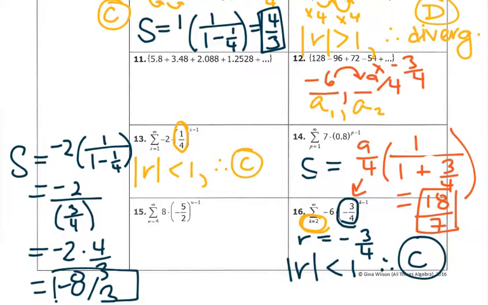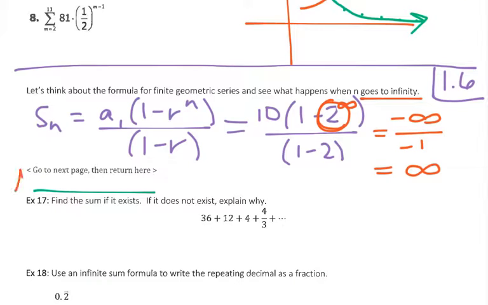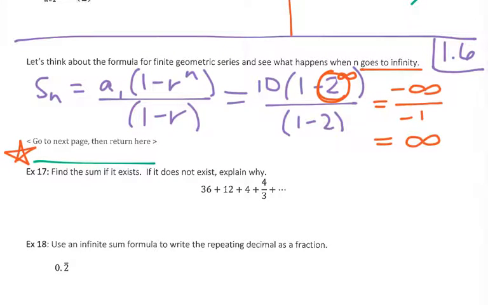Okay, so let's go back a page. This part where we said go to the next page and then return here. Example 17 says find the sum if it exists. If it does not exist, explain why. We can tell that they're asking for an infinite sum because of the dots. And then we can look at this and find an R value. Each time we're multiplying by 1/3. So I know it's geometric, and I know that it's possible to find an infinite geometric sum.